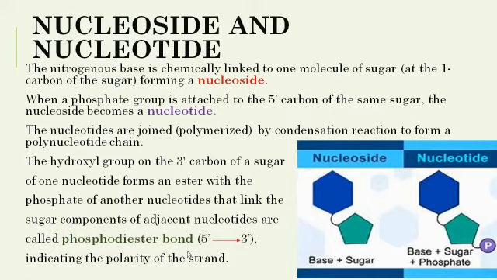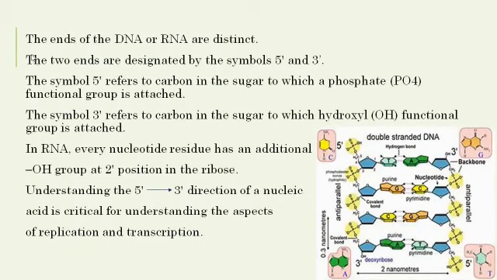These bonds indicate the polarity of the strand. So it is unidirectional, from the 5' to the 3' end. The ends of the DNA or RNA are distinct. The two ends are designated by the symbols 5' and 3'. The symbol 5' refers to the carbon at the 5th position of the sugar, which carries the phosphate functional group, whereas the 3' refers to the hydroxyl functional group.